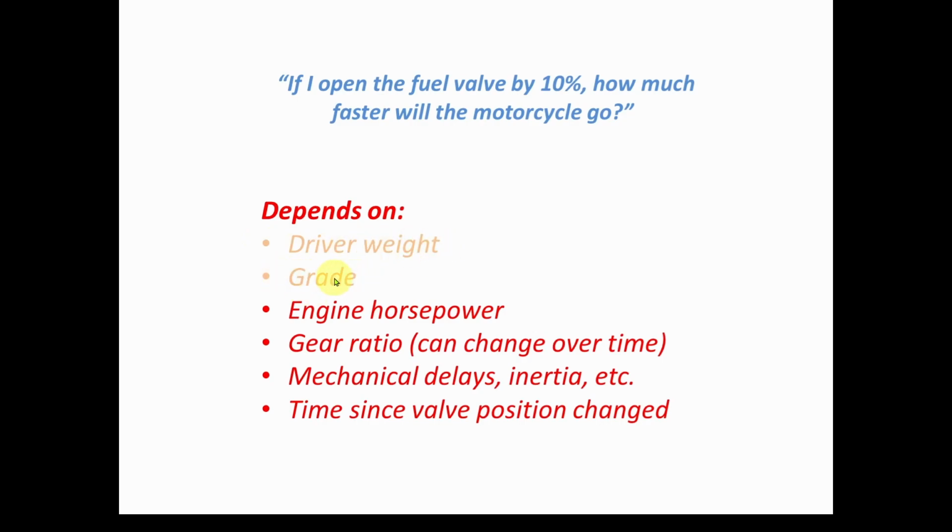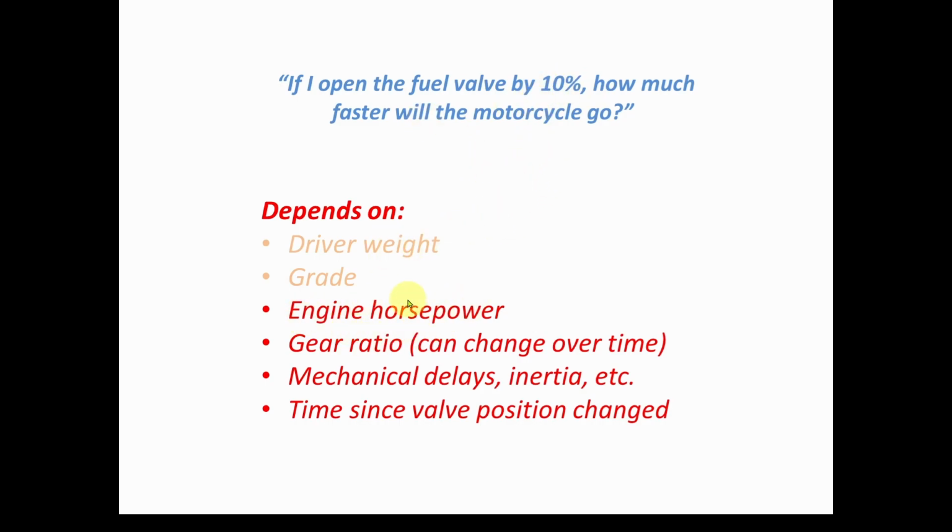Also, the grade that the motorcycle is sitting on. If you're going uphill and you increase the valve by 10%, the motorcycle isn't going to go as fast as if you did the same 10% going downhill. So these are external factors that you don't have control over, but they affect the answer and figuring out what that B factor is.